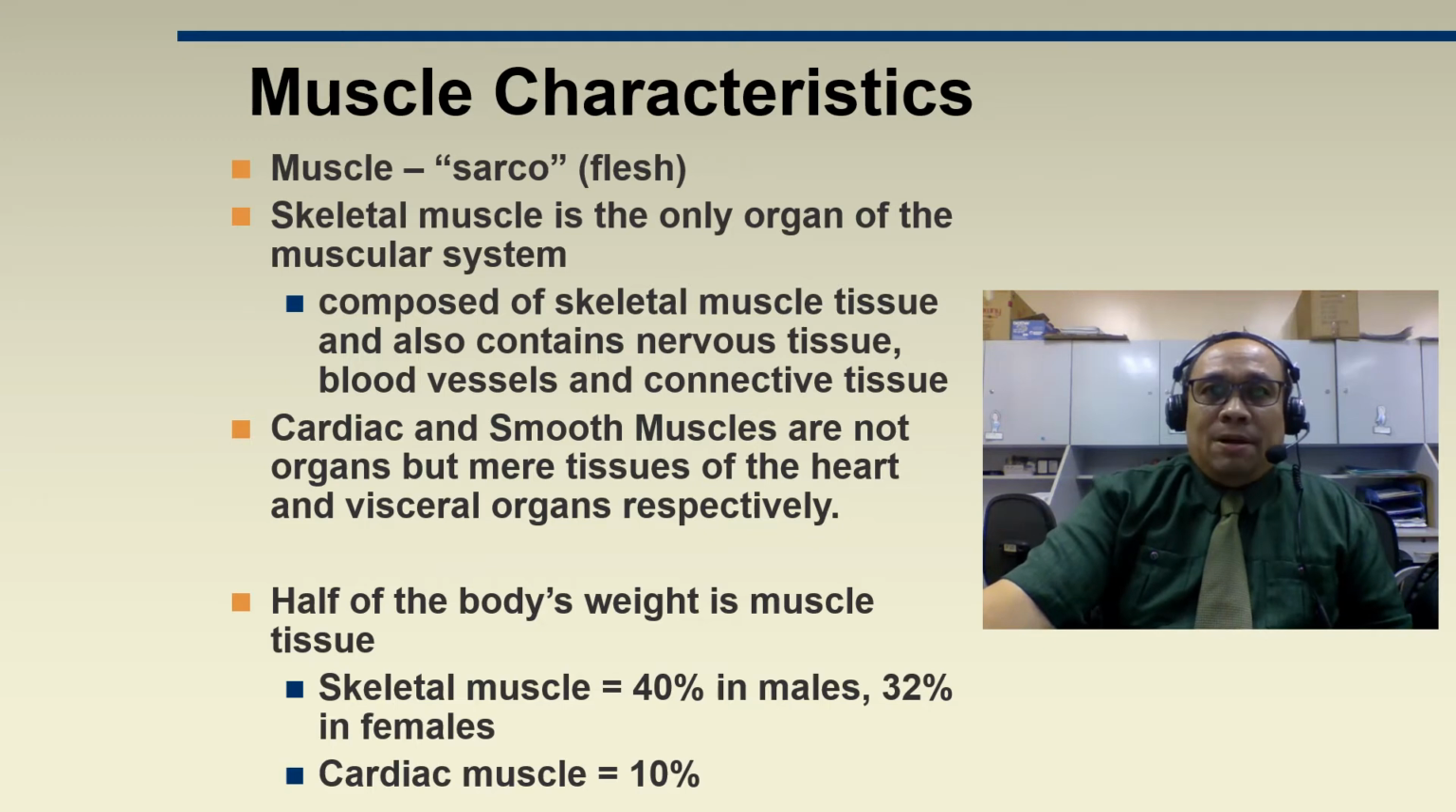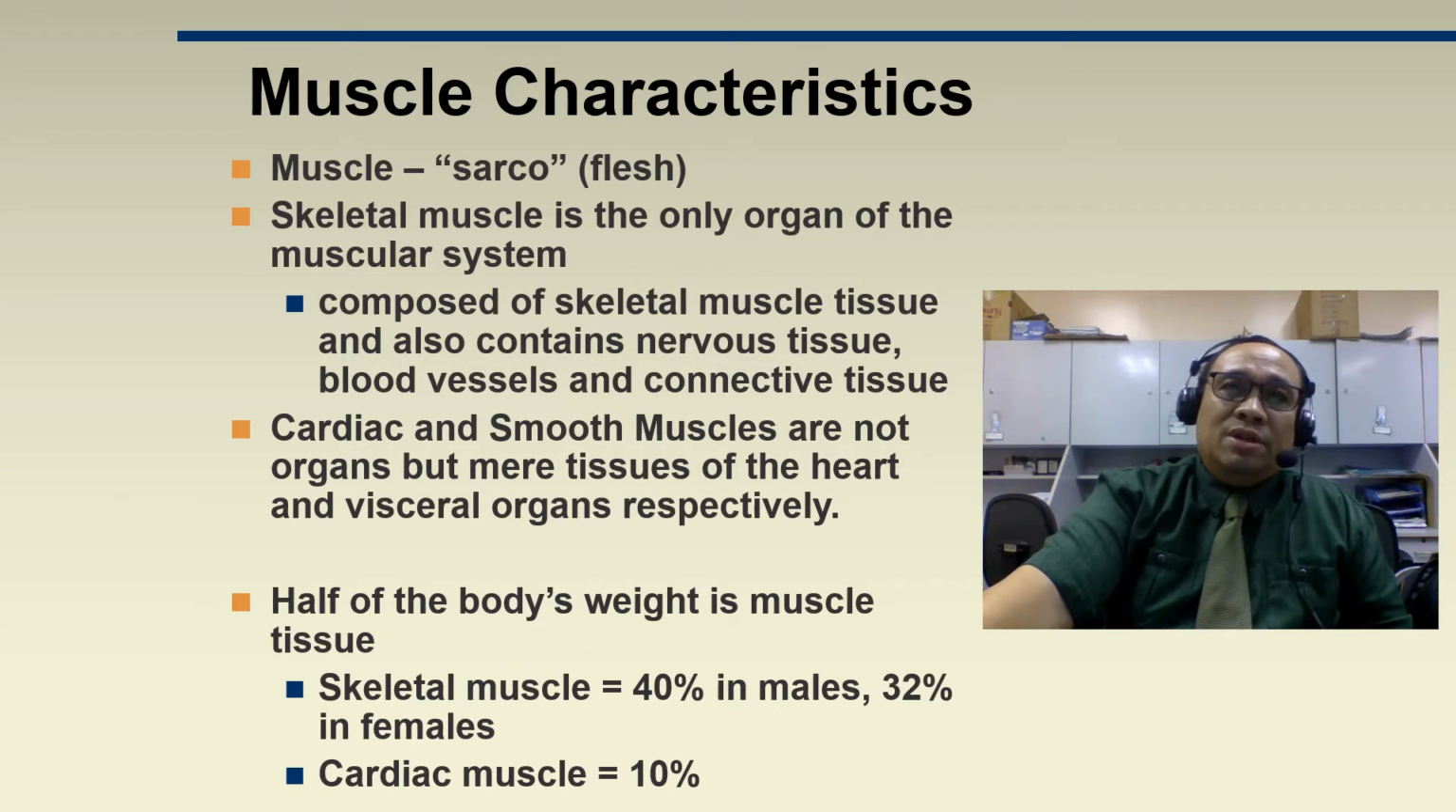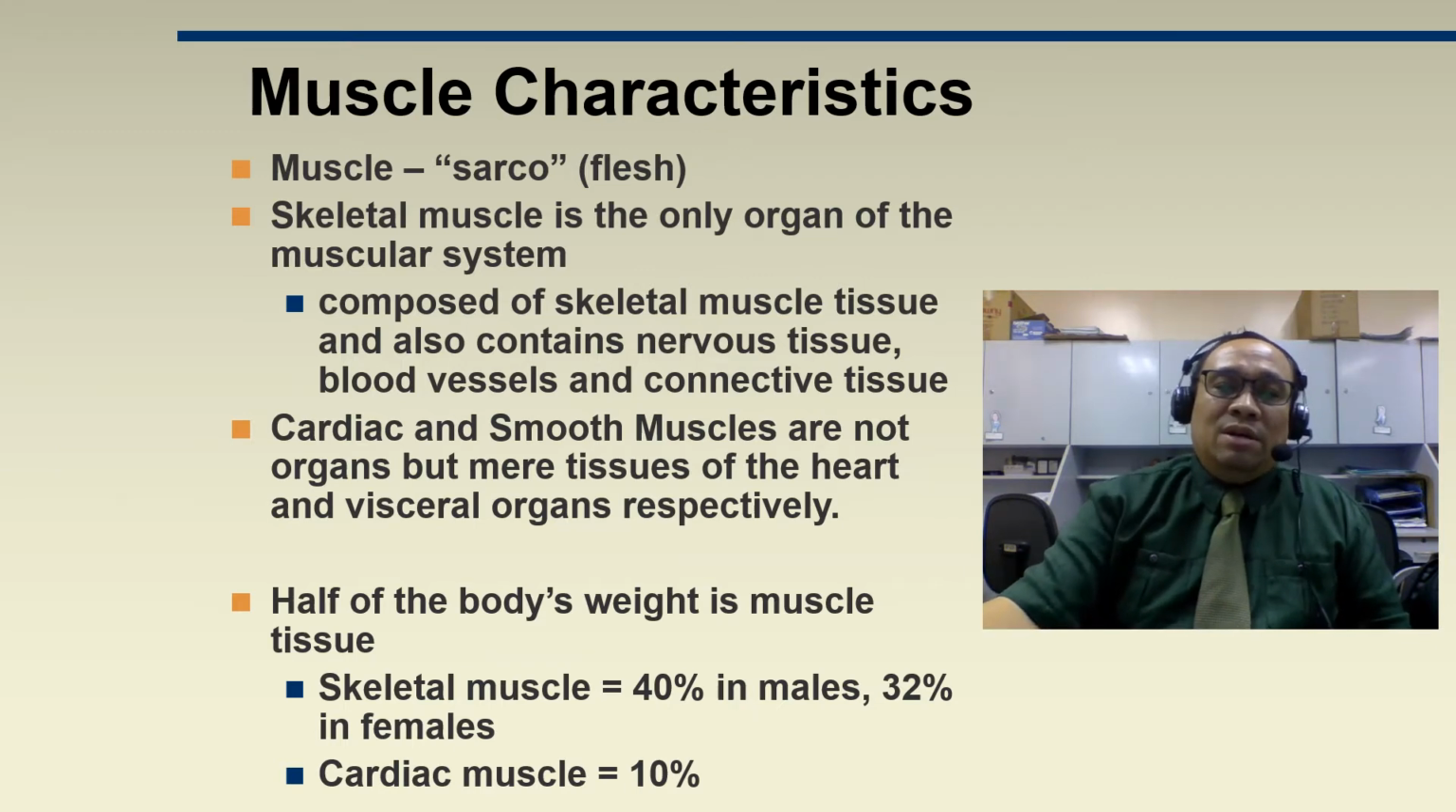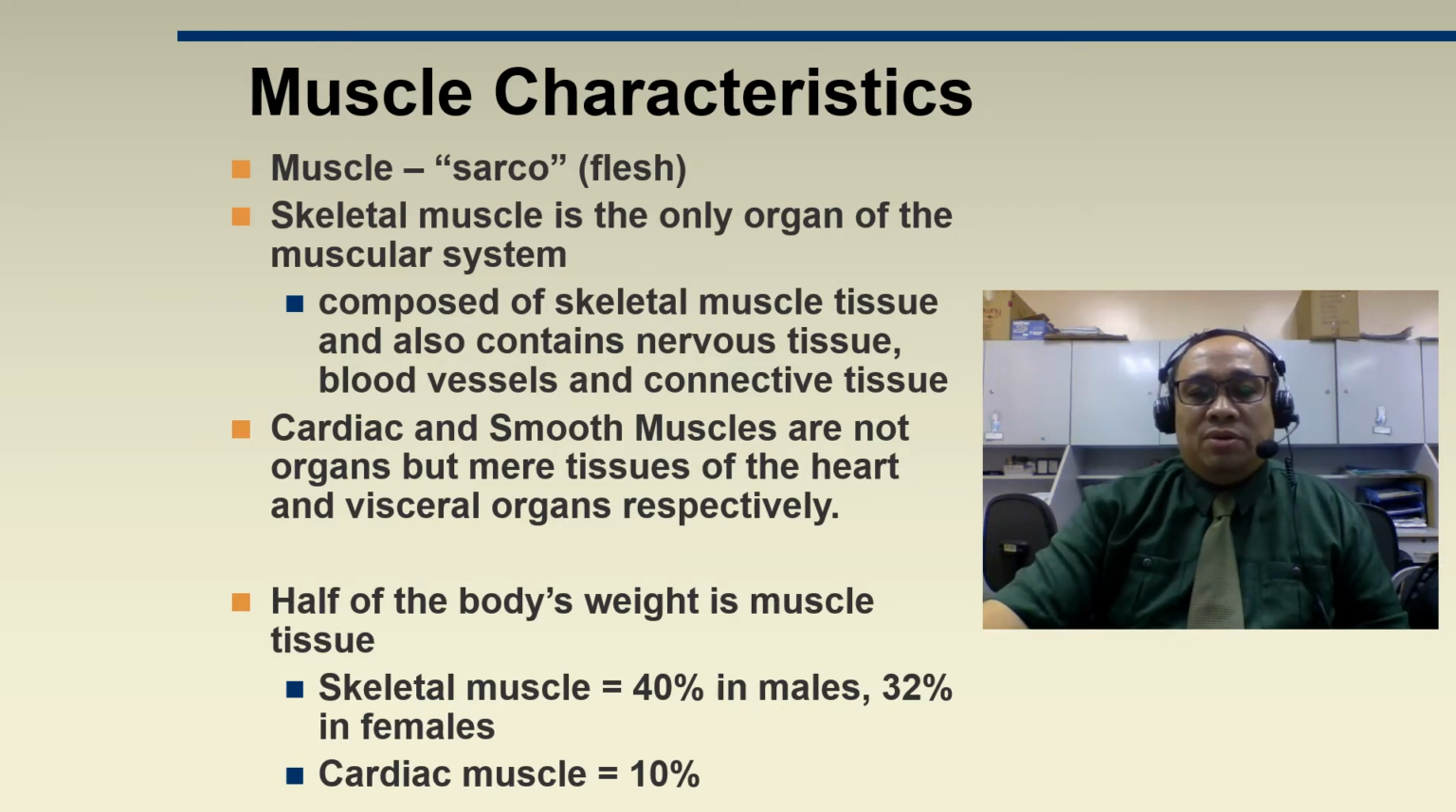When attributing to body weight, half of the body's weight is muscle tissue, where skeletal muscle comprises around 40% in males and 32% in females, and cardiac muscle accounts for around 10%.